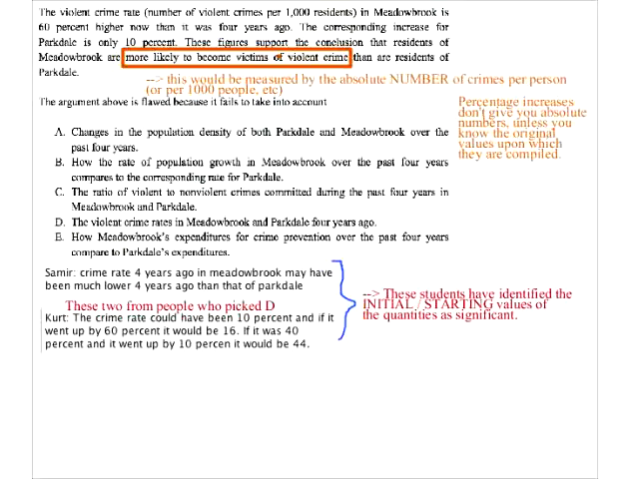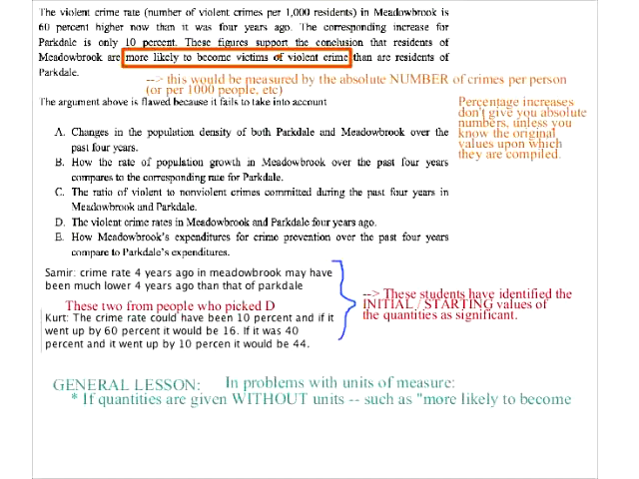In general, the takeaway from this is a general lesson: in a problem with units of measure, think about the following things. Population density, we'll get to that in a second. In problems with units of measure, if quantities are given without units, such as more likely to become victims in this problem, then please try to quantify those quantities. In other words, actually give them units.